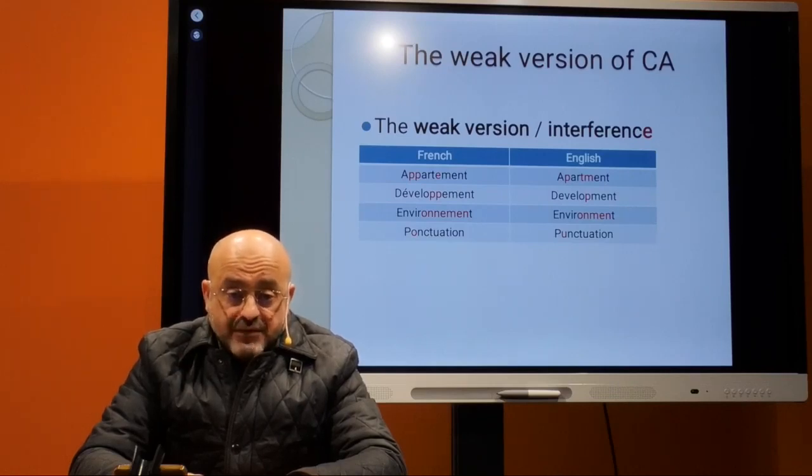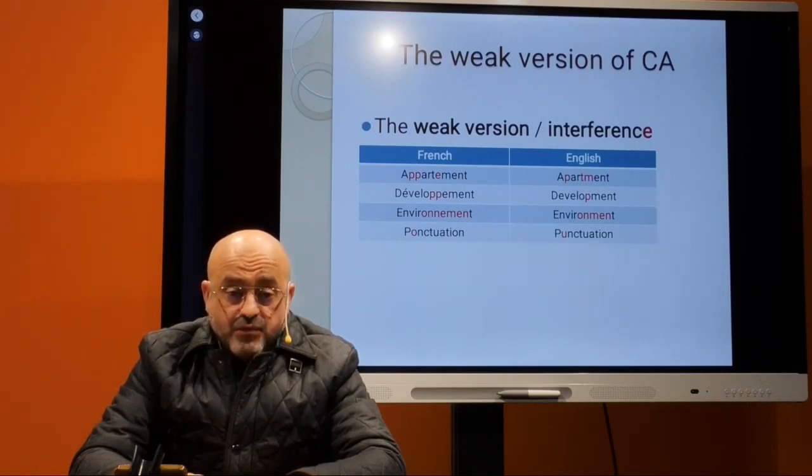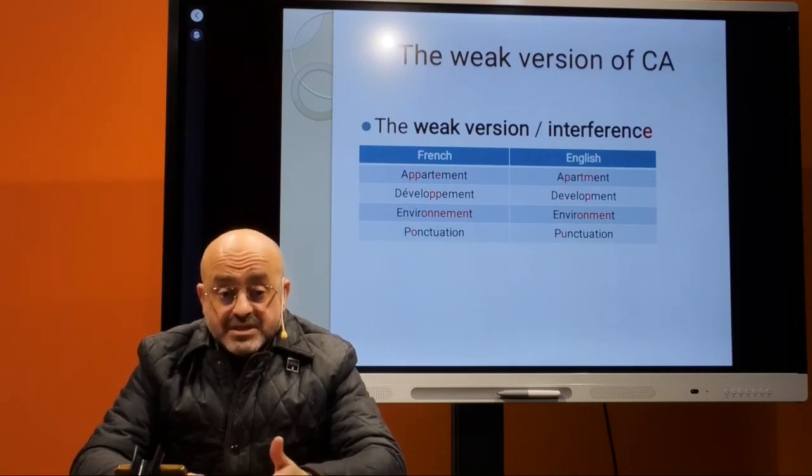The word développement in French has a double P, while in English it's one P. In environnement in French, there is a double N, and in English, one N and no E after the N. The word ponctuation in French is with an O, and in English it's punctuation. So here it's a difference not just in spelling, but also in pronunciation.